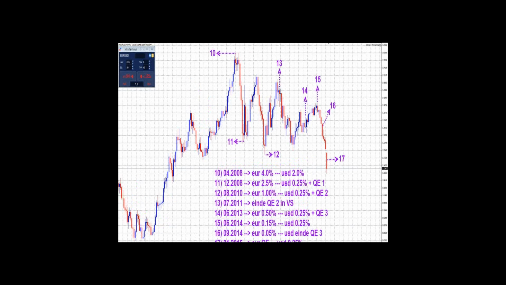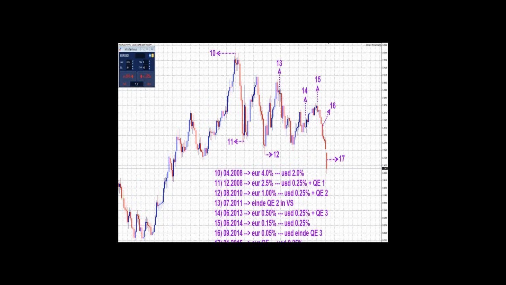Then if we move on to the second part of the graph, we see again 10 to 17. But this is becoming a bit more complicated because we see a lot of spikes up and down. And definitely here the impact of quantitative easing is coming into play, right? Because at point 10, the euro was already again higher than the dollar. And we see the euro dollar move up one more time very strongly.